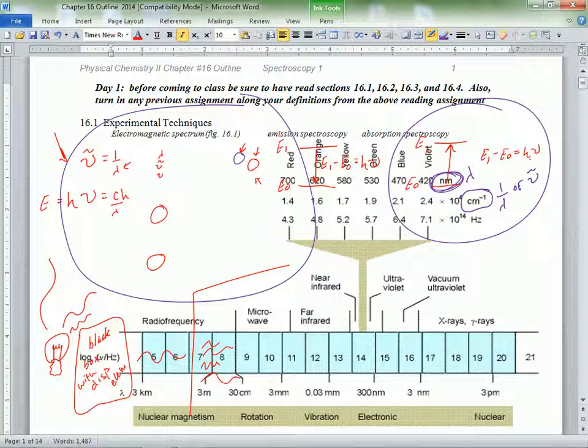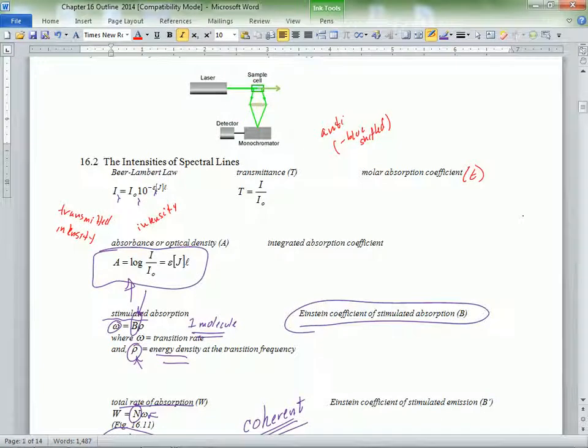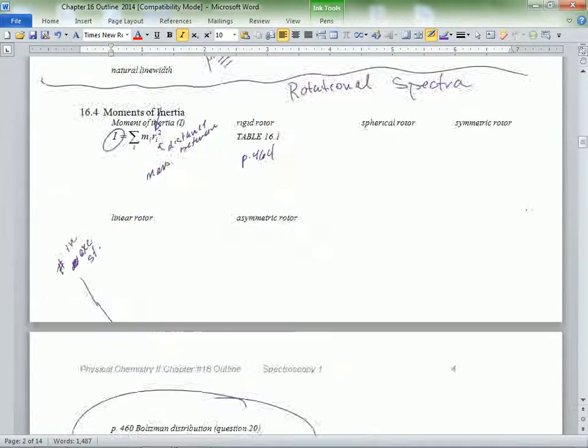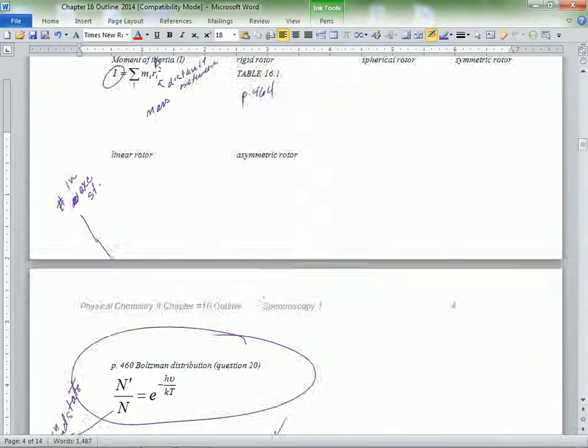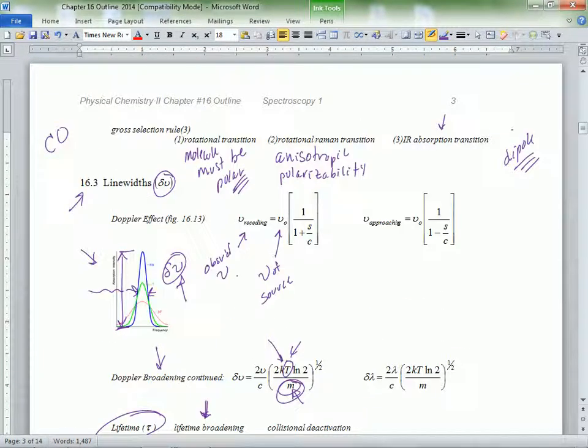What's the variable for hertz? Frequency. Frequency, and that's just that squiggly thing, right? Nu. So know those. Let's see. So they wanted to know A over B, and all they're giving you is the frequency, right? So there must be some way to work this out here.